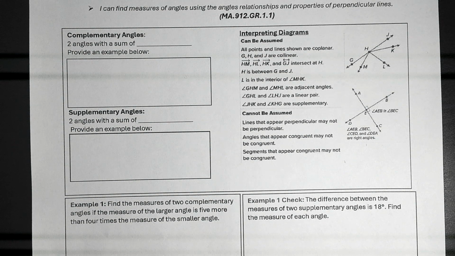Welcome back, students. In this video we're going to cover Module 2-2, angle relationships. The standard for this one is GR 1.1. I can find the measure of angles using the angle relationships and properties of perpendicular lines.